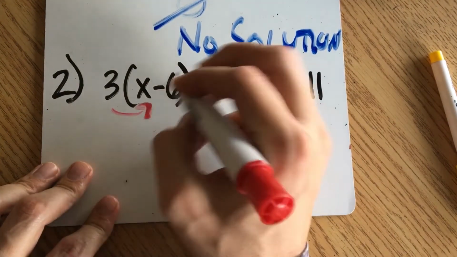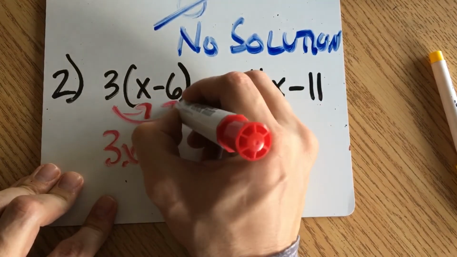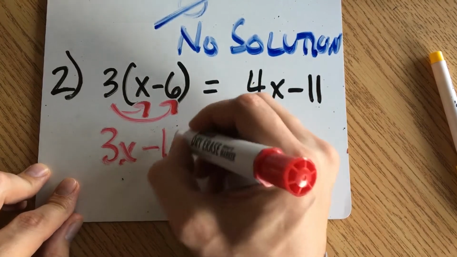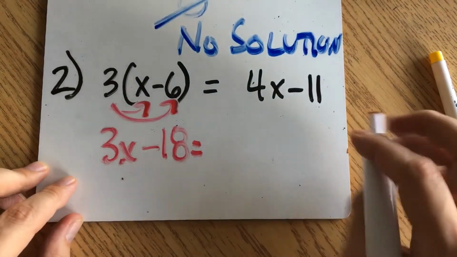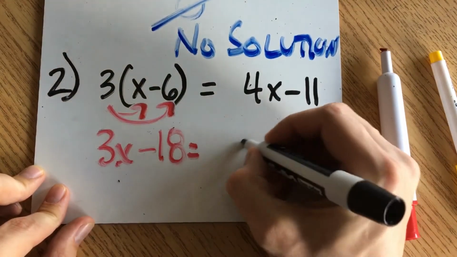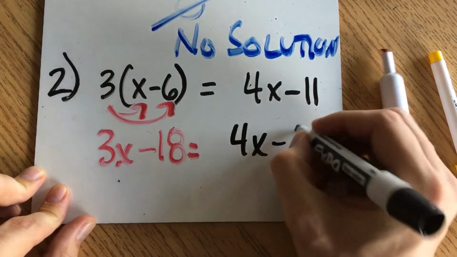3 times x, that's 3 x's. 3 times negative 6, that has a minus in front of it, but it's kind of like a negative. 3 times negative 6, use your calculator if you're not the most confident, negative 18. And then on the right-hand side, it's all already simplified. There's nothing to do over here. I can just copy down 4x minus 11.